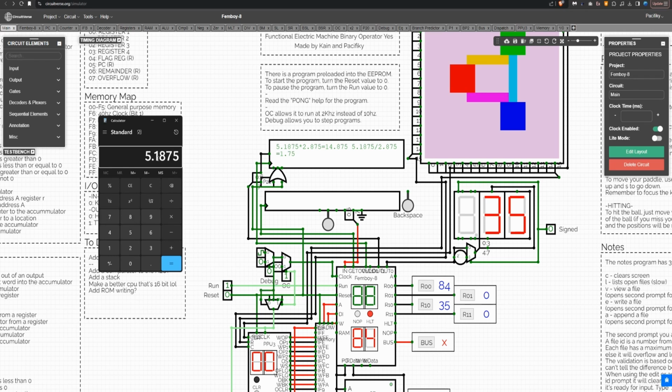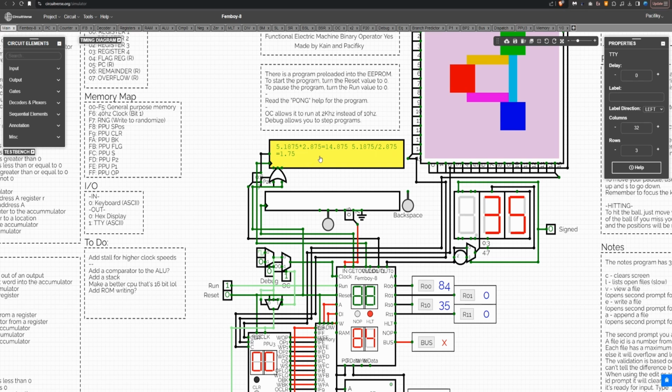5.1875 times 2.875 equals 14.9, which is about 14.875. So I got that one. What about division? 5.1875 divided by 2.875 equals 1.8, which is about 1.75. Pretty cool. It's working. It is working.